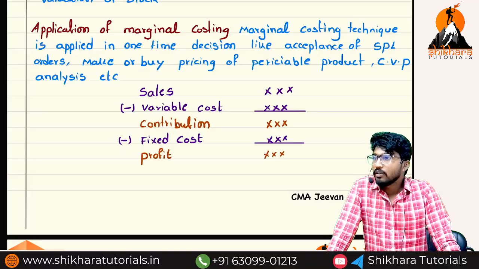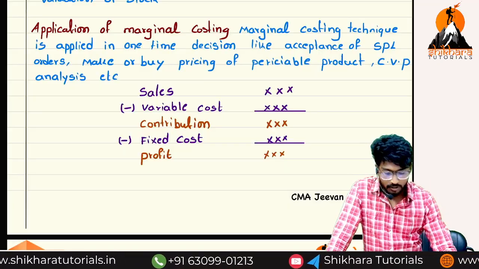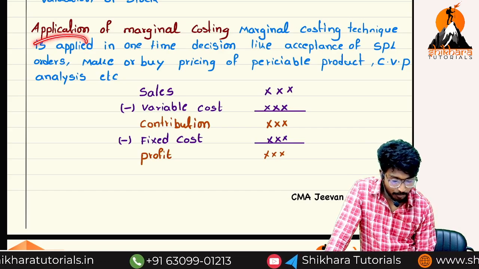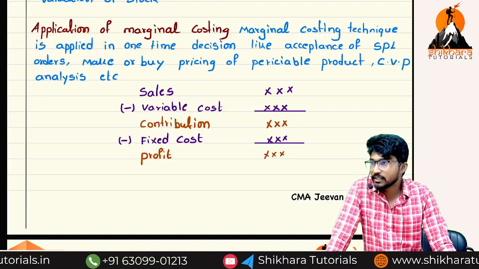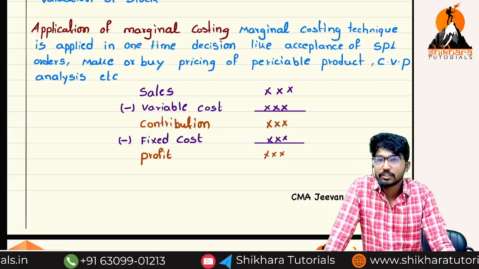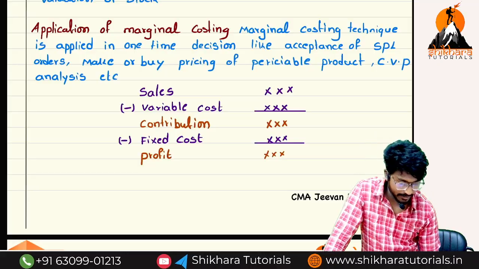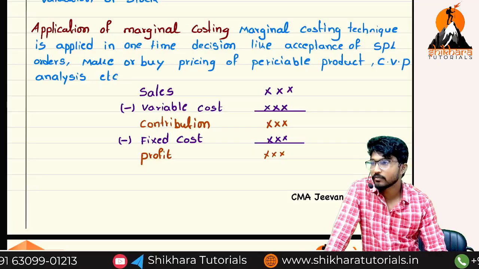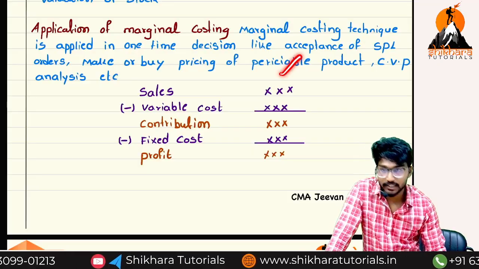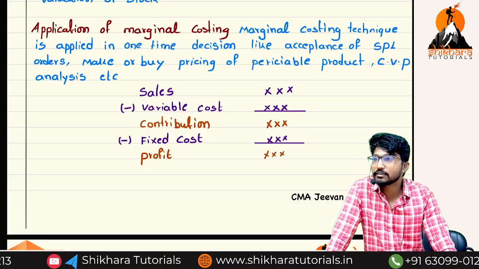Now, where do we apply these marginal costing techniques? They are applied in one-time decisions and short-term decisions, like acceptance of special orders, make or buy decisions, pricing of perishable products, and CVP analysis. What is CVP analysis?